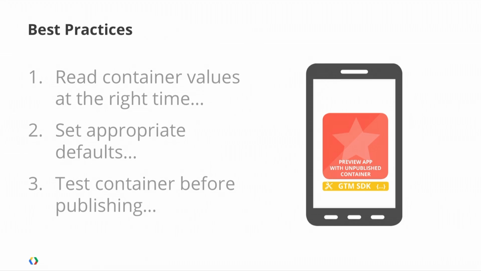Best practices. 1, go ahead and do that preview, test it before you publish to your wide world. A second one, read your container values at the right time. Depending on what values you're looking at, you may want to read the values when you start your application. Or in the case here, we went ahead and read as we started a new game. What we would not have wanted done is read as we're doing our physics simulation while the user's going. For 2 reasons.